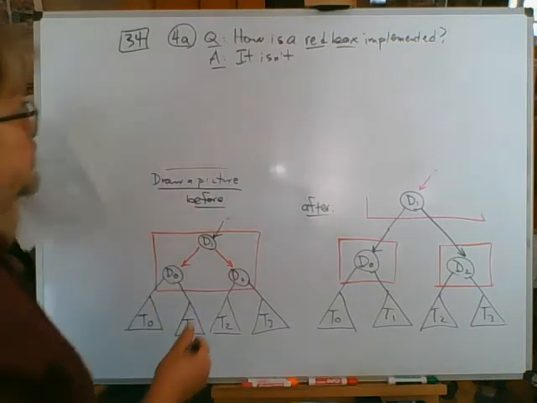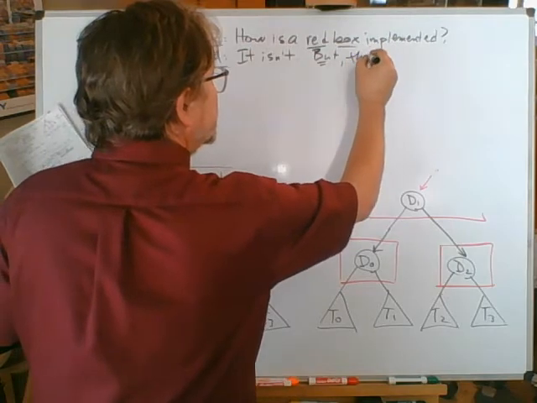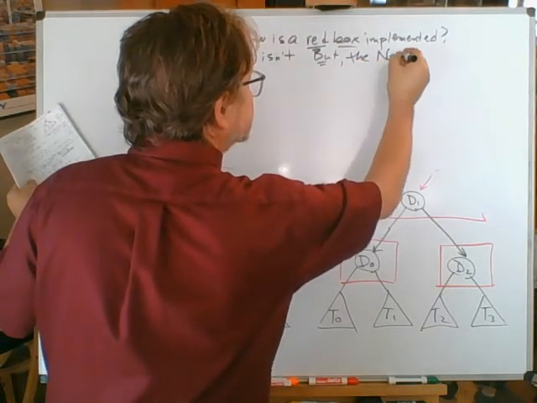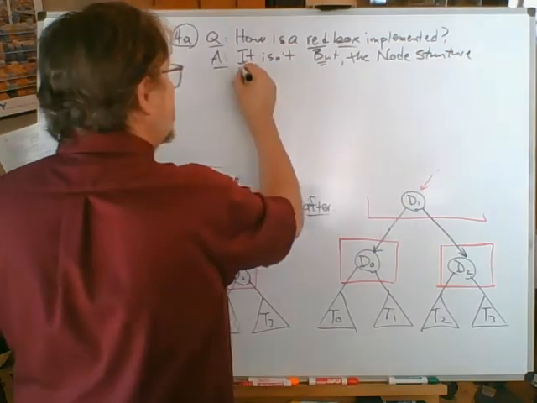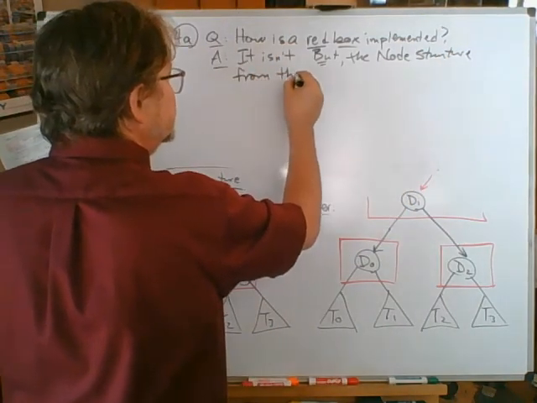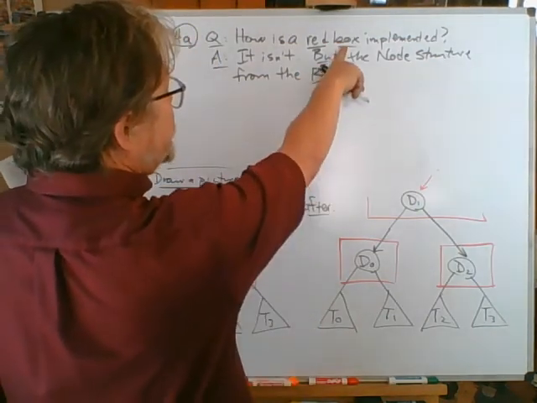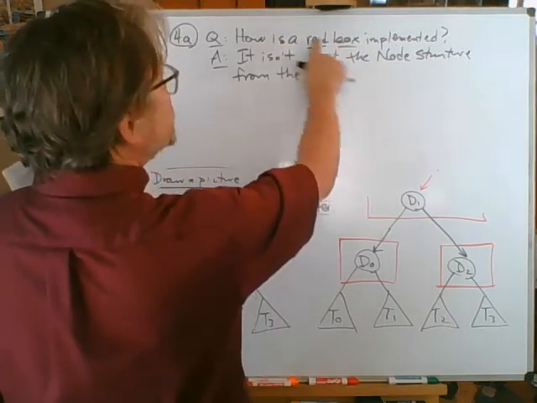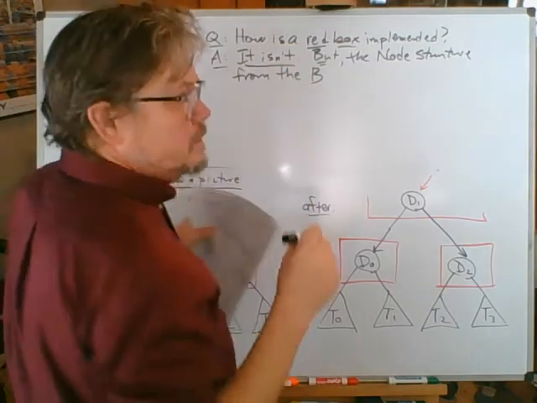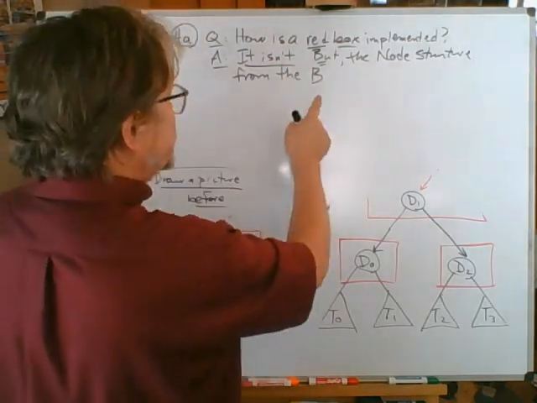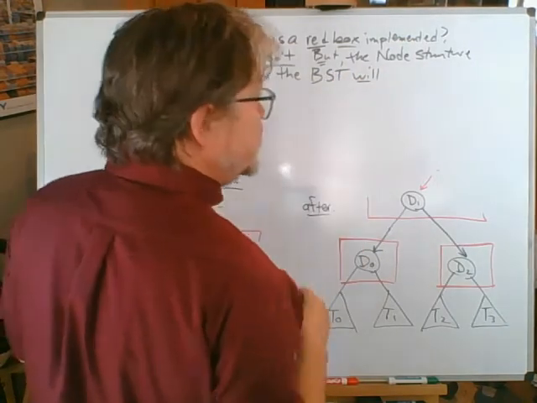It isn't, but the node structure from the BST. How is a red box implemented in a red-black tree? The answer is, it isn't. Dun, dun, dun. But the node structure from the binary search tree will, oh, there is still a big change.